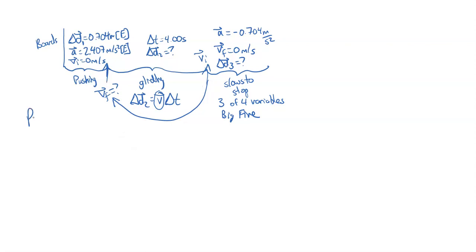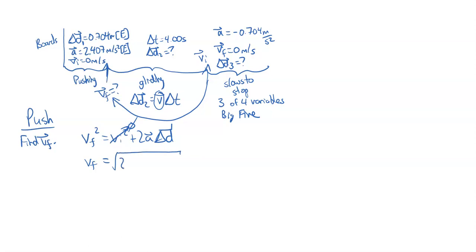So as we push, we've noted that we have to find v final. V final can be found using this formula. V final squared equals v initial squared plus 2 times the acceleration times the change in displacement. Well, we know in this case that it's starting from 0, so there's no initial velocity. So it's the square root of 2 times the acceleration, and the acceleration along that point was 2.407 meters per second squared, positive because it was in the eastward direction. And the displacement was 0.704 meters, again positive in the eastward direction.